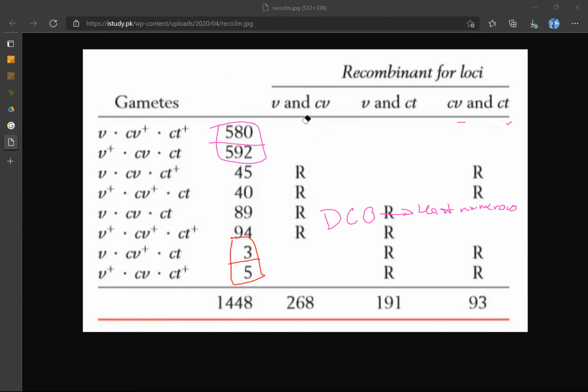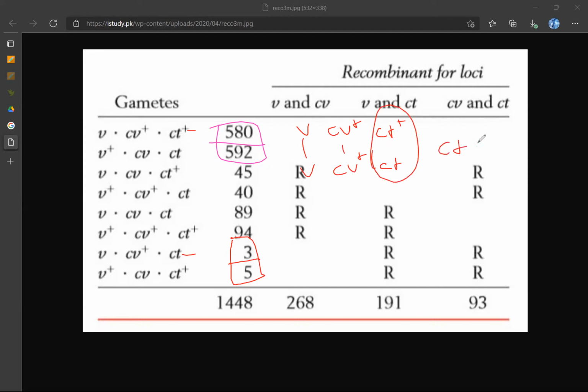So we have these genotypes and we can compare just one of them to another. So let's compare these two. So we have V, CV plus, CT plus. And then we have V, CV plus, CT. So what's different about these two? V and V are the same, CV, CV are the same, and therefore it is the CT gene with the possible plus allele. That is the central gene.